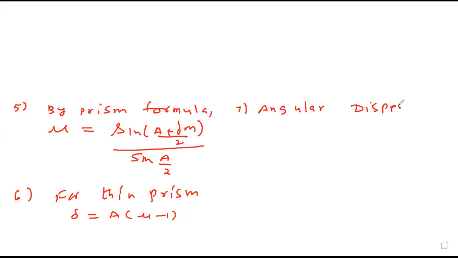Dispersion, D equals delta B minus delta R, or D equals A into (mu B minus mu R).